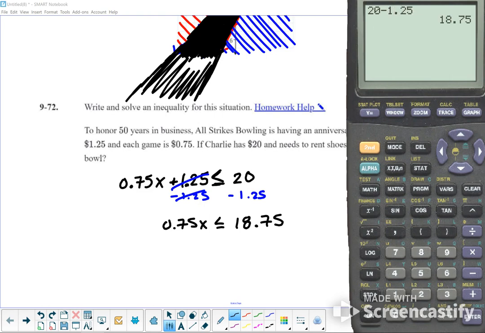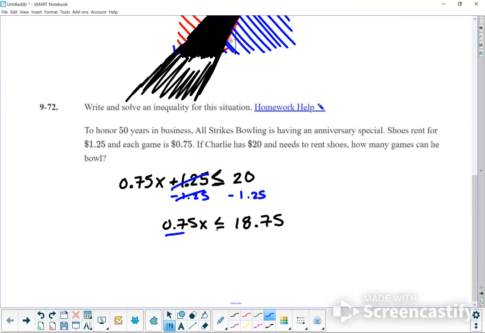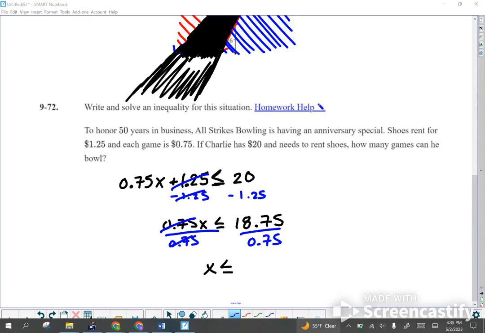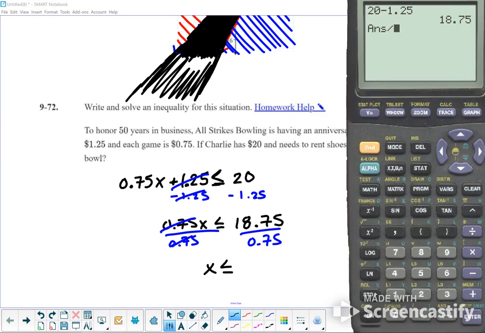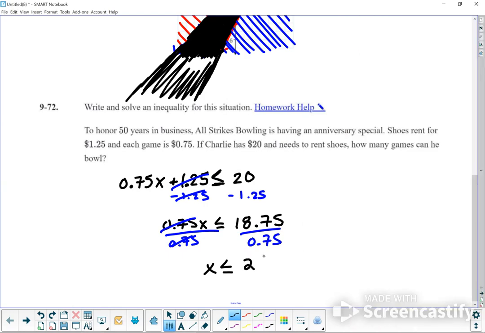Now I'm going to need a calculator because I need to figure out how many times 75 cents goes into $18.75. By doing that, I will solve for my x. So x has to be less than or equal to, and x is the number of games that he can bowl, 18.75 divided by 0.75. So he can bowl 25 games. Right? So I'm going to write Charlie can bowl 25 games.